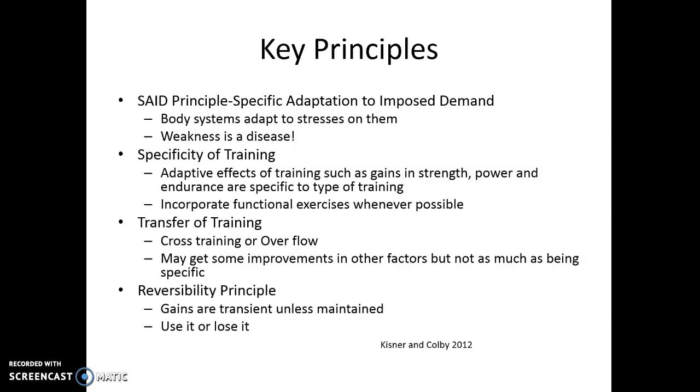The last principle, a very straightforward principle, is the reversibility principle. Basically it means gains are transient unless they're maintained, or ultimately you use it or you lose it. Anyone who's gone to the gym before knows that when they get in a good cycle, they've been going at it for 6, 8, 10 months, they start to get stronger, they start to notice that their ability to, for example, bench press will increase, but if you stop going to the gym, you're going to lose some of that strength.